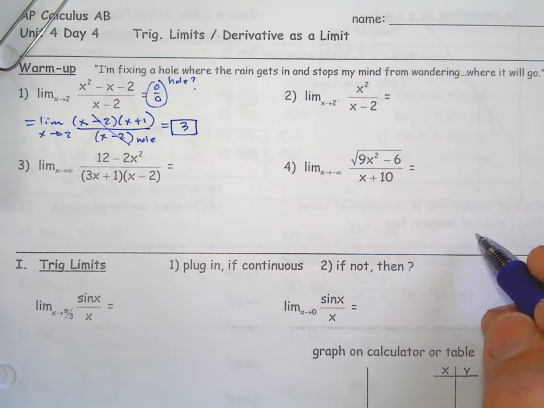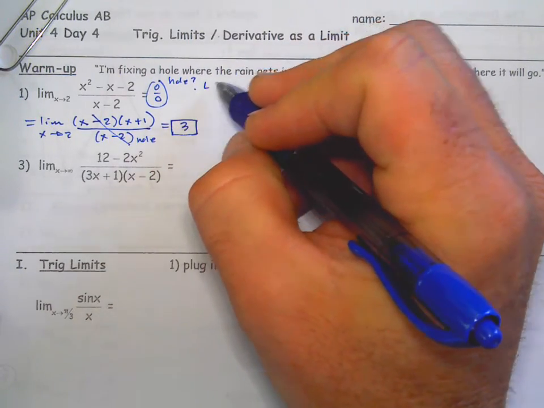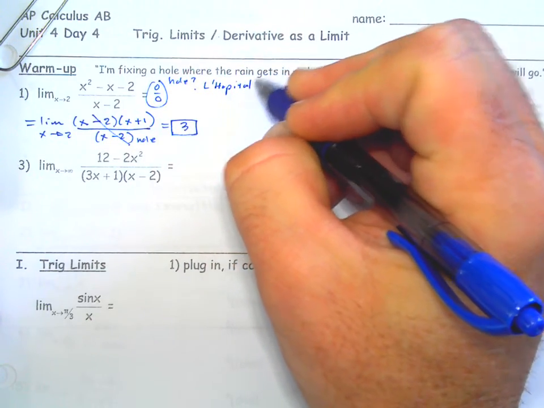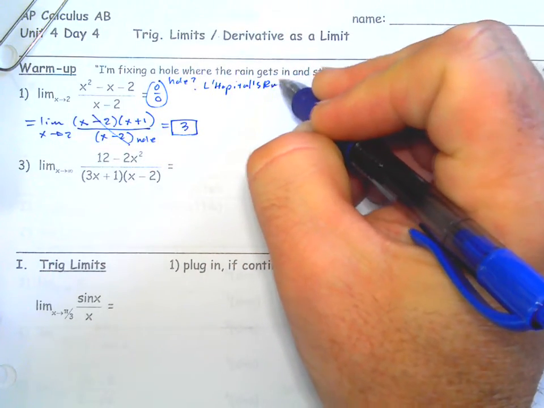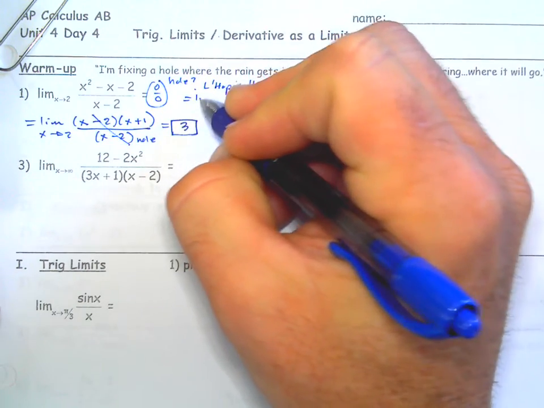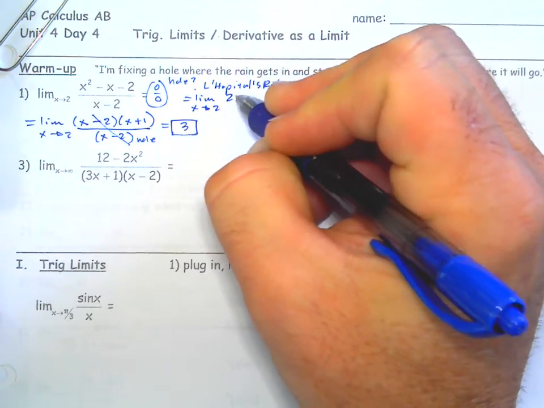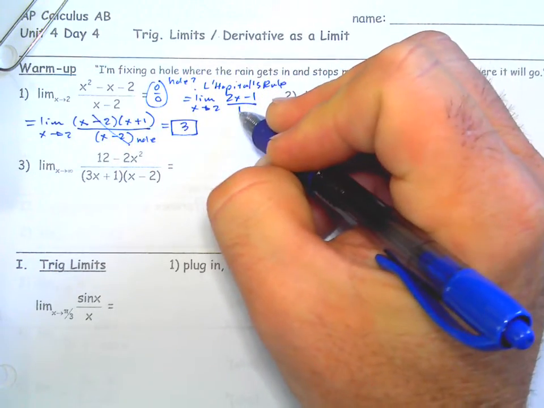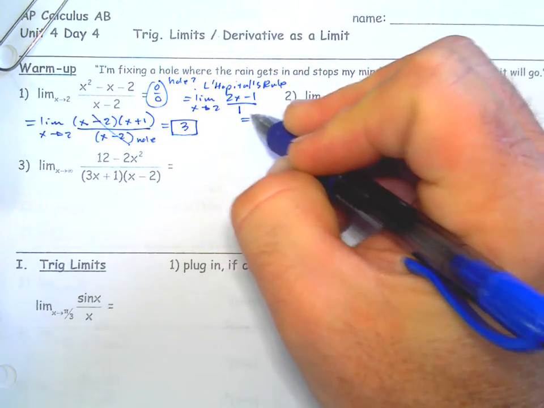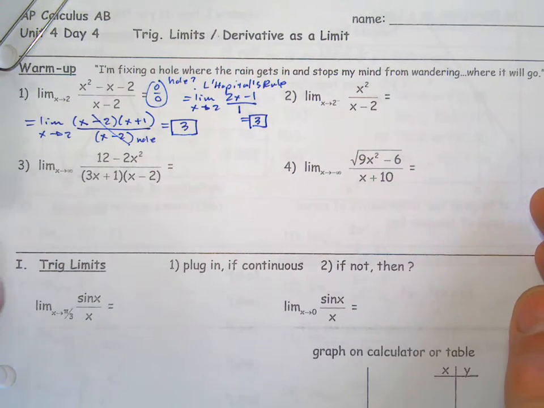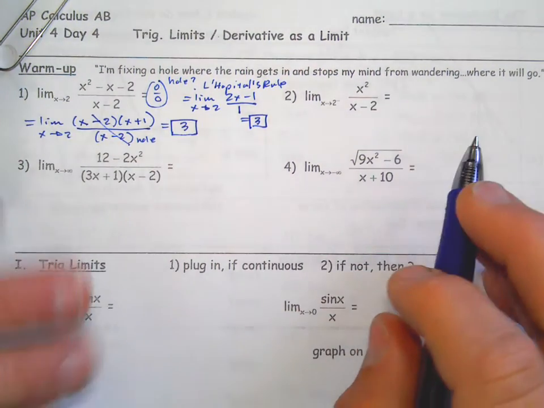You could also do L'Hopital's rule because you show that it is 0 over 0. So you could take the limit as x goes to 2 of the derivative of the top over the derivative of the bottom, and you get the same answer. So on your next test, I will make you do some problems both ways.